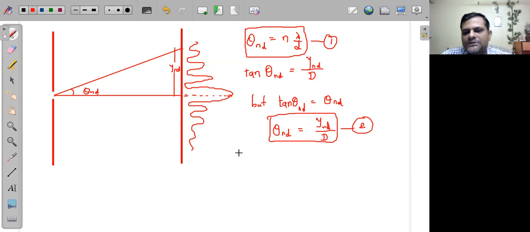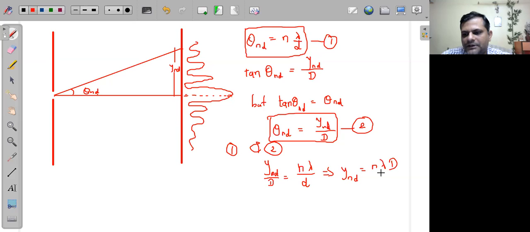So if we just equate this equation number 1 and 2, then we can get that this y nd upon capital D is going to be actually equal to n times of lambda upon small d, which gives the actual value of y nd. तो यहाँ से हमको मिलेगा y nd का वैल्यू, अगर स्मॉल डी को उस तरफ शिफ्ट कर देंगे तो हमको मिलेगा n lambda capital D upon small d. This is actually going to be the value of y nd in terms of n.